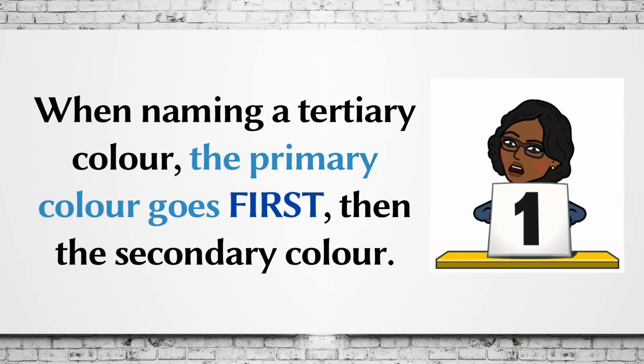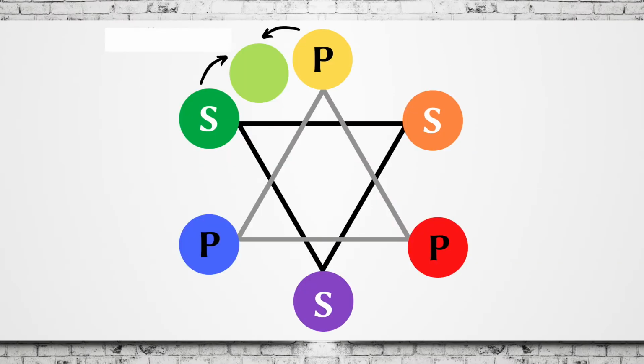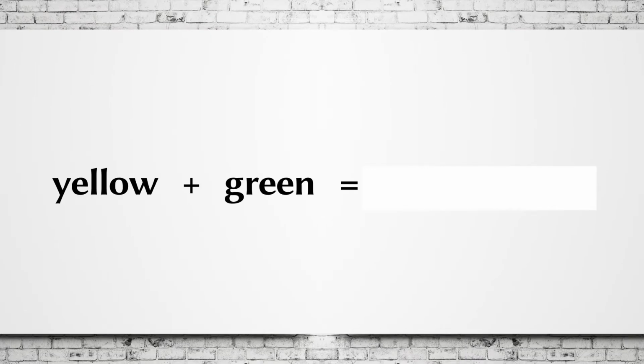When naming a tertiary color, the primary color goes first, then the secondary color. A hyphen is used to join the 2 mixed colors together. For example, yellow and green. Yellow mixed with green will create yellow-green.